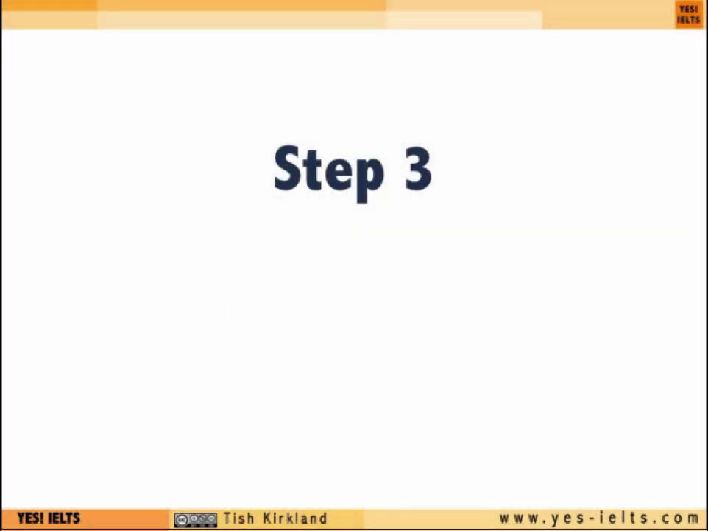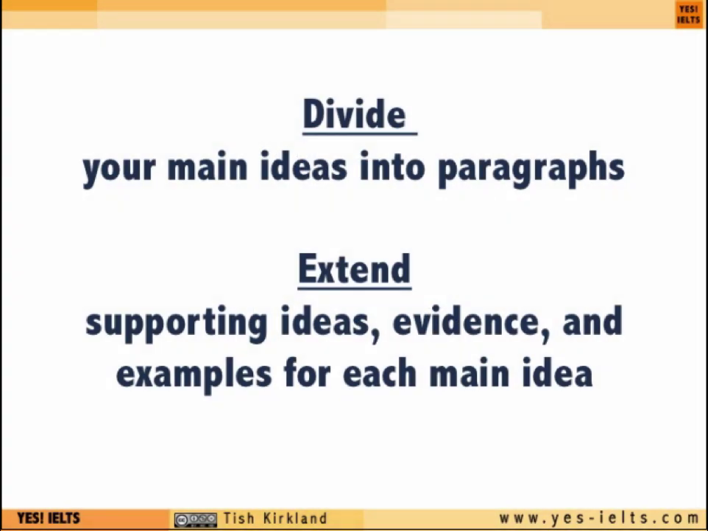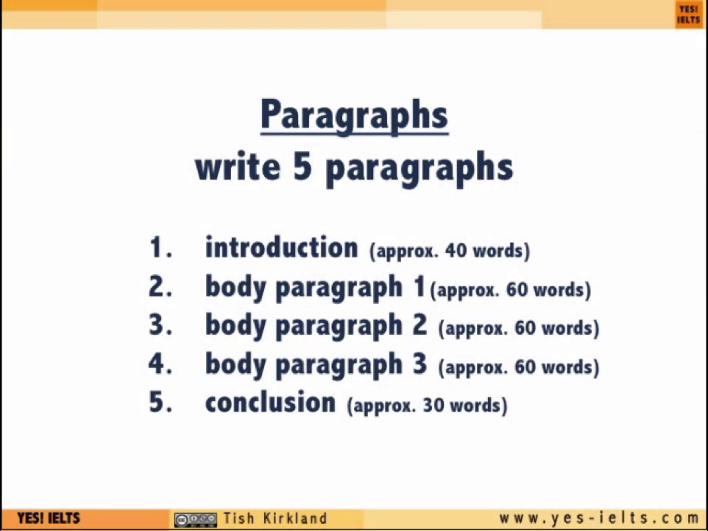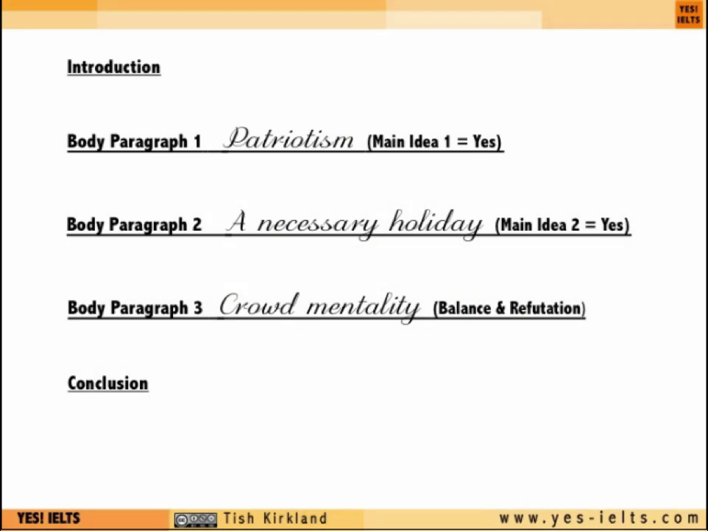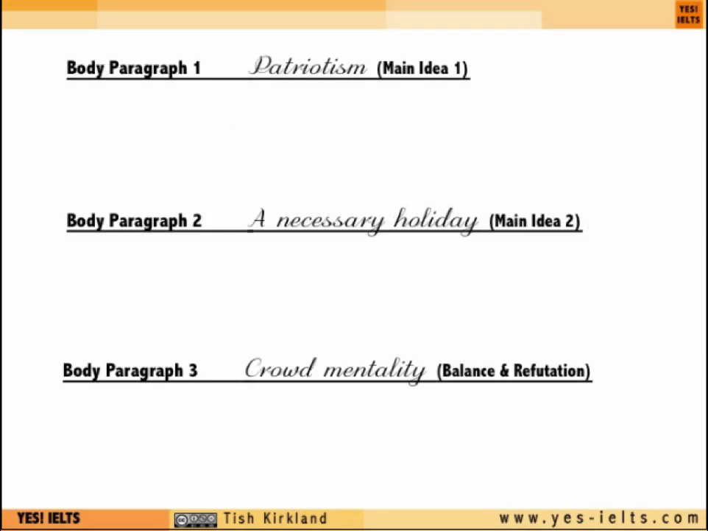Step 3 is to plan. Spend 2 minutes planning your essay. Planning is an important part of coherence and cohesion, which you will be graded on by your examiner. Divide your main ideas into 3 separate paragraphs. Extend your ideas with supporting ideas, evidence and examples, and aim for 5 paragraphs in total. For this presentation, I'm going to focus on the body paragraphs only.